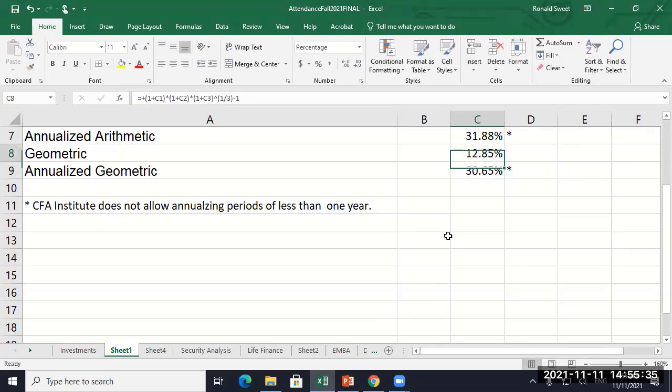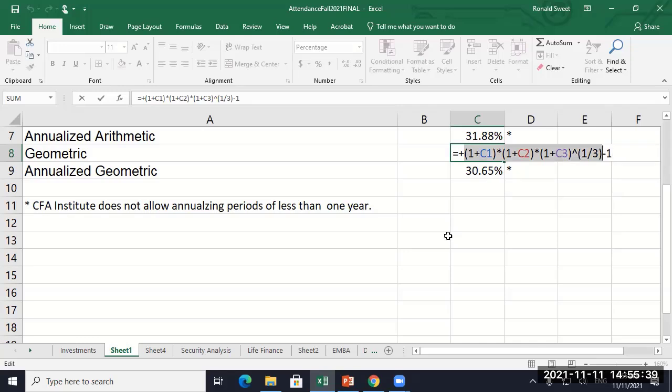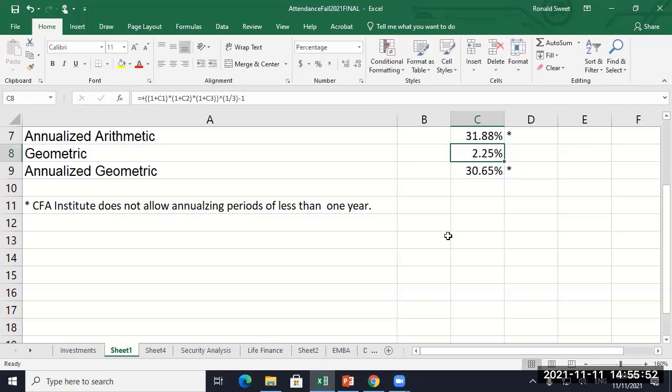I can mess it up. What did Bill Gates do here? He raised it to the 1/3 power, but what did he raise to the 1/3 power? Just that very last parenthesis. So you have to make sure that you tell it, I want to raise the entire thing to the 1/3 power, otherwise you'll be off.